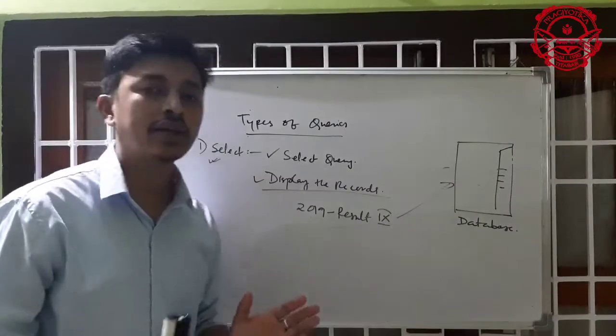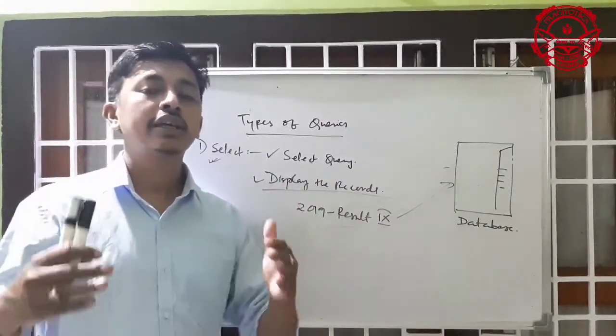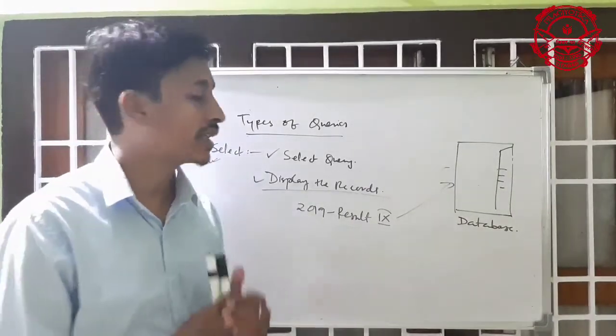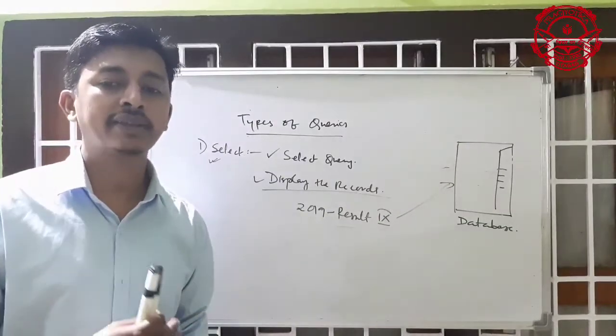So select query means what? It will display the records from the server, or you can say it will select the query. So that's why the select query is so important. That is the first query of MS Access 2010.